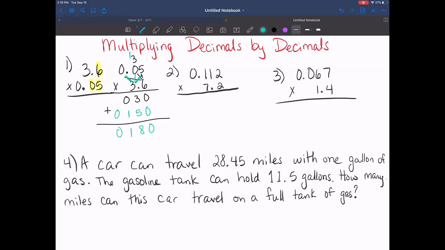Now, I already said I had 3 decimal places. So I'm going to go ahead. Remember, I start all the way back here. I'm going to do 1, 2, and 3. So my final answer is 0.18. Yes. Okay. Now, does it matter if I wrote 0.18 or 0 point that? No. Same answers.